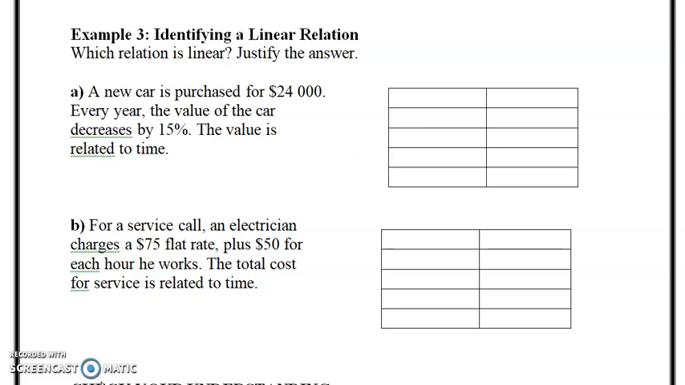A new car is purchased for $24,000. Every year, the value of the car decreases by 50%. The value is related to time. Okay, so we want to create a table of values for this relation. All right, so I'm going to get the calculator out for this.